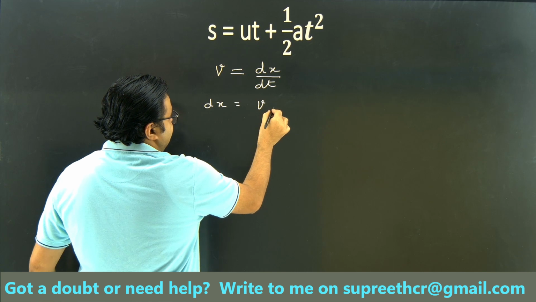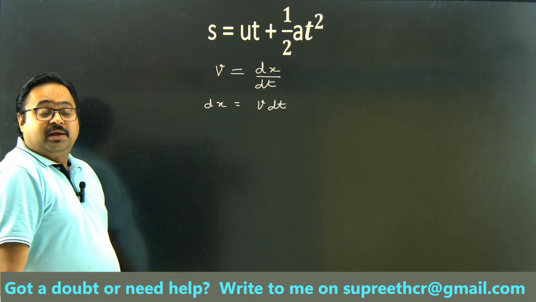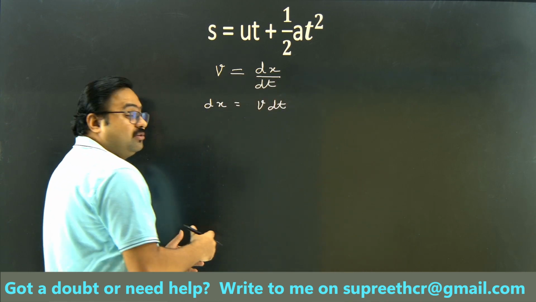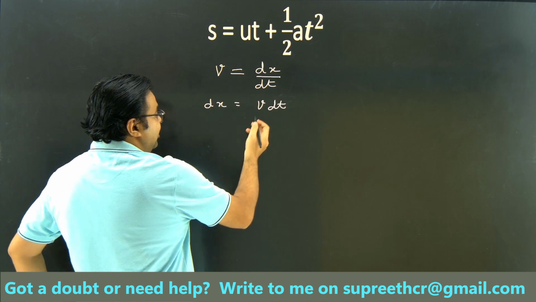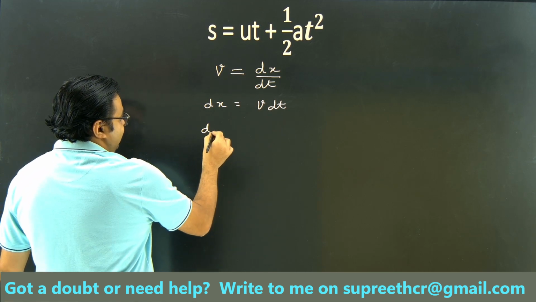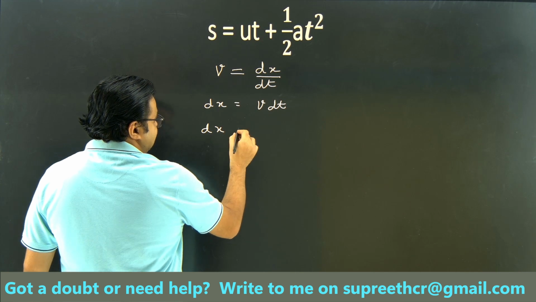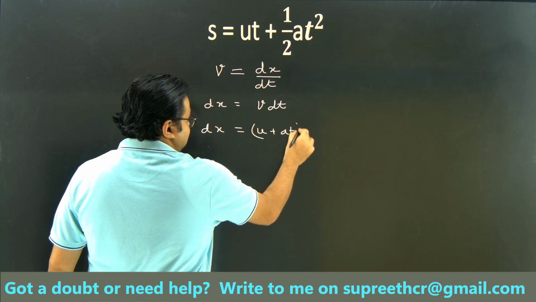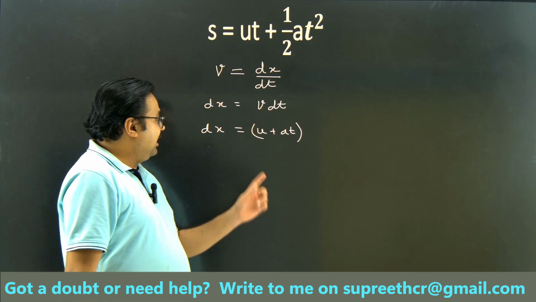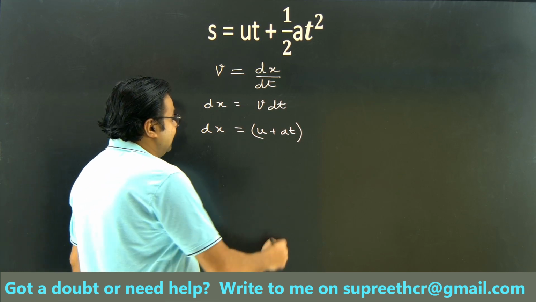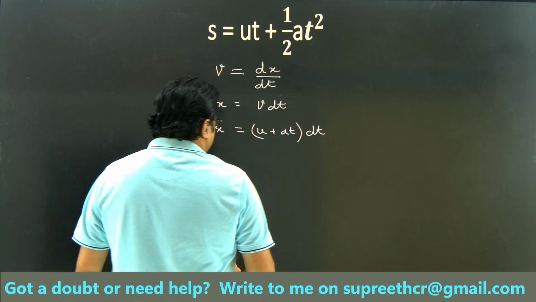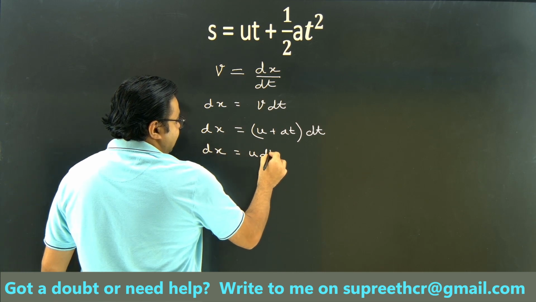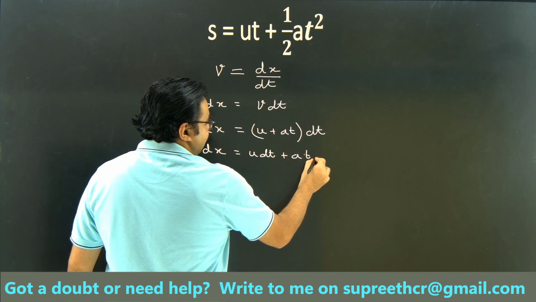as v into dt. Now, dx is an infinitesimal displacement. If you want to calculate the total displacement, you will have to integrate this. But before you do that, from the previous equation, you know that the velocity is simply equal to u plus at, because v was calculated as u plus at in the previous derivation, and then I have dt here. You can certainly go ahead and write this as dx equal to u into dt plus at dt.